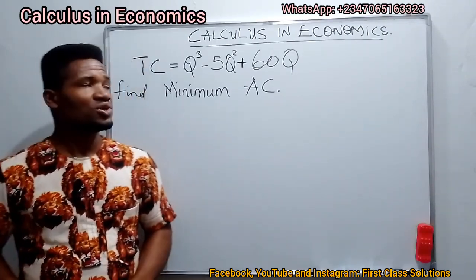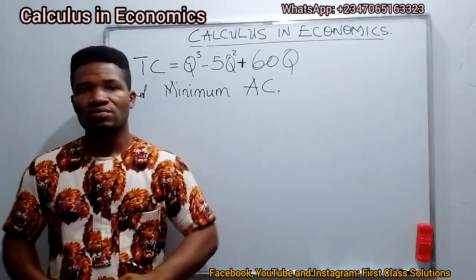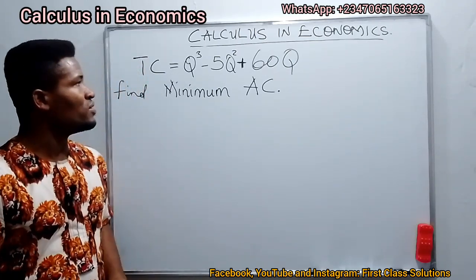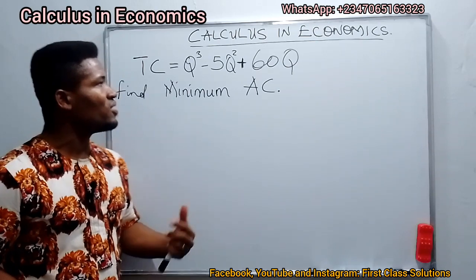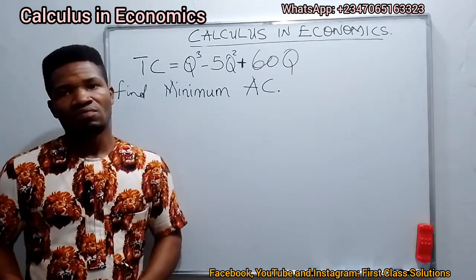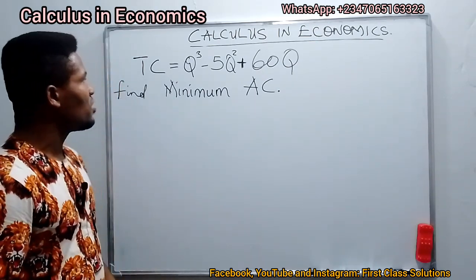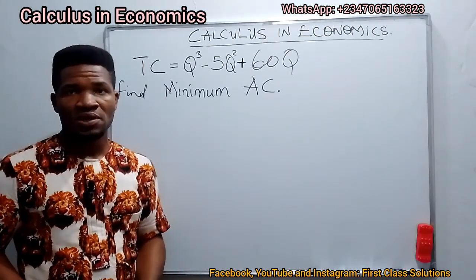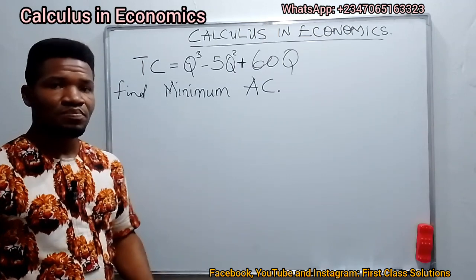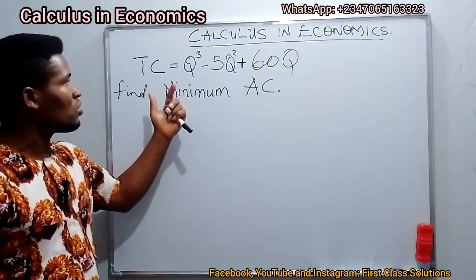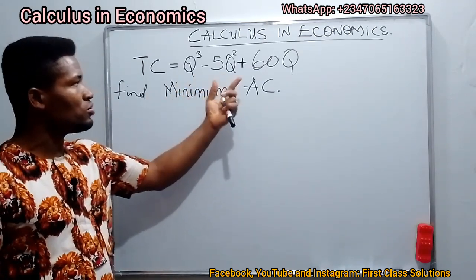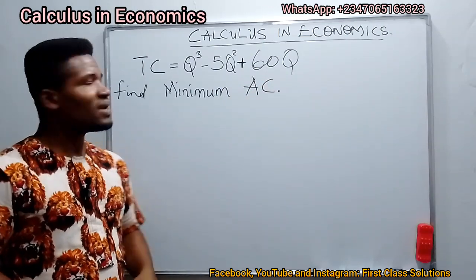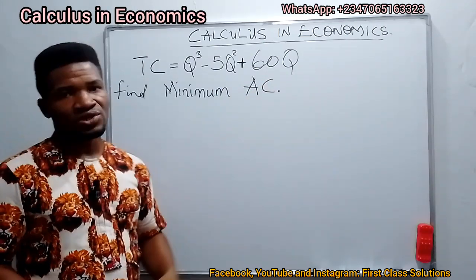Today we're providing solutions to this calculus problem we have on the board. This is a problem that can be used to solve problems emanating from business and from economics as well. So in this case, we have a total cost. It could be a total cost of a firm, a company, or whichever one that engages in production. So they incur this total cost of q cubed minus 5q squared plus 60q. And they are asking us to find the minimum average cost.